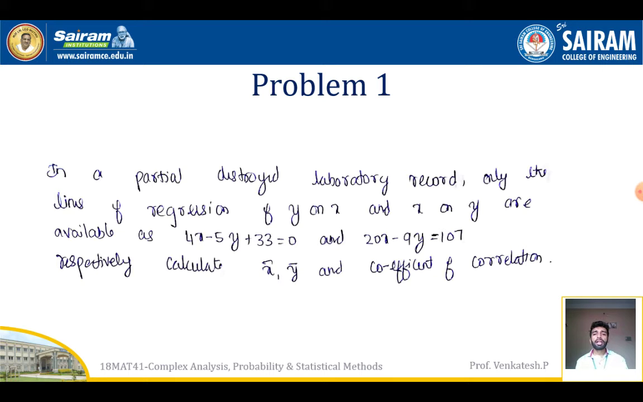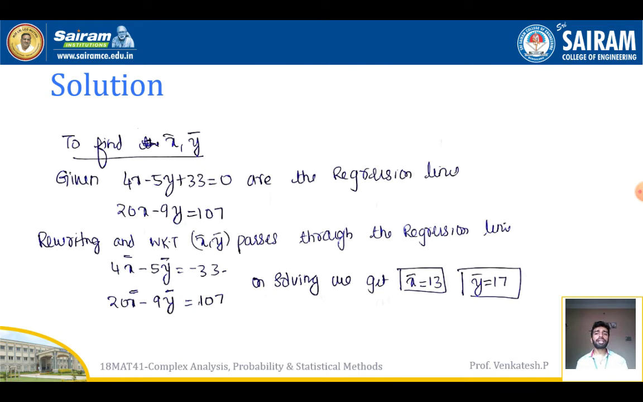Problem number 1. In a partially destroyed laboratory record, only the lines of regression of y on x and x on y are available, as 4x minus 5y plus 33 is equal to 0 and 20x minus 9y is equal to 107 respectively. Calculate x bar, y bar and the coefficient of correlation. Some lines of regression are given in this problem. By using them, we have to estimate the mean of x and the mean of y, and also the correlation coefficient.